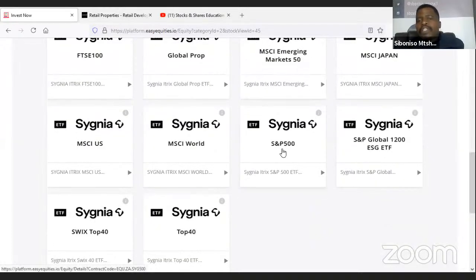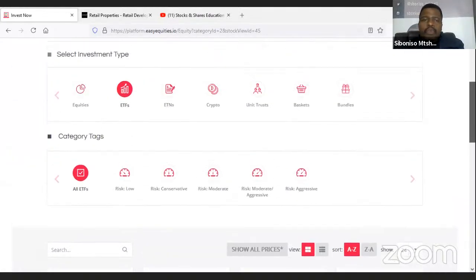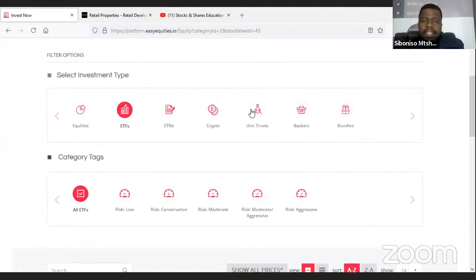This one, for instance, gives you exposure to the S&P 500 and the Top 40. These are both JSE, to the US, to the world, Japan, and FTSE 100, that is the UK. So that is the exposure you get under the ETFs.